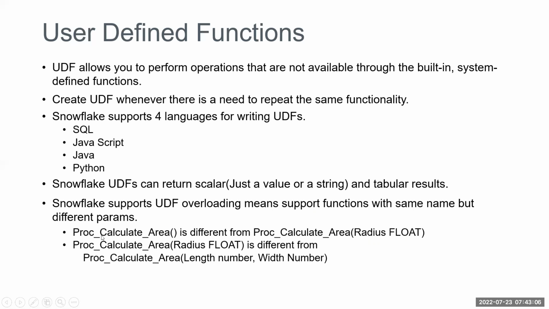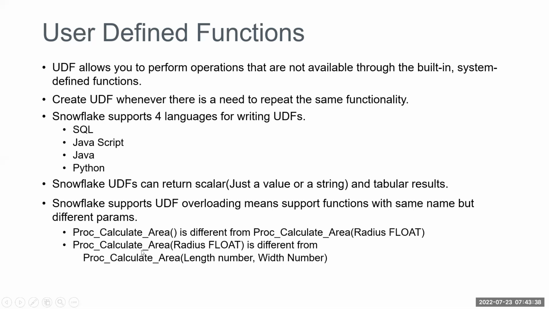If you see the second one, proc calculate area of radius is different from proc calculate area of length and width. I can calculate the area of a circle, or I can calculate the area of a rectangle or square, right? For calculating the area of a circle, I just need the radius. That's why I'm passing one parameter. But for calculating the area of a rectangle, I need both length and width. So here I'm passing two parameters.